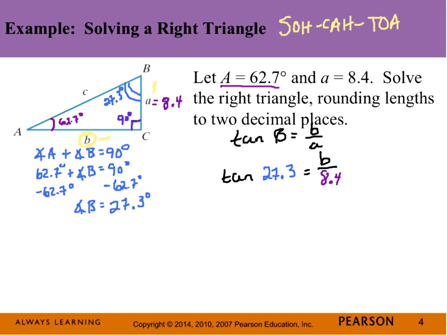And so now I just do some inverse operations here. I multiply both sides by 8.4 to get that 8.4 out of the denominator on the right-hand side. And I'm left with 8.4 times the tangent of 27.3, and that's degrees, equals the length of side B. So I put this into my calculator.